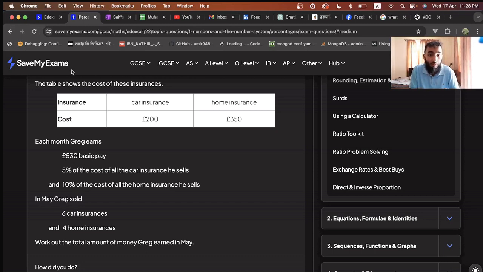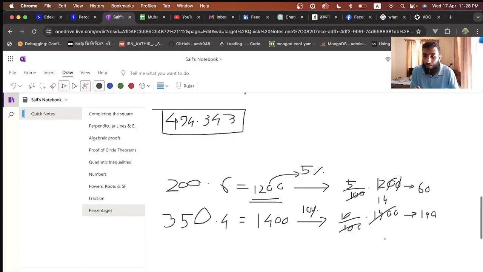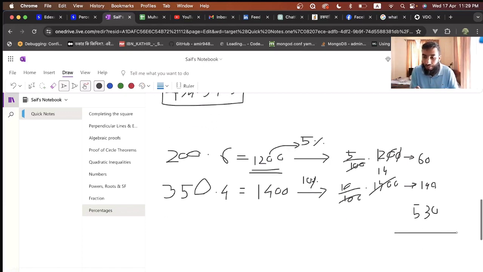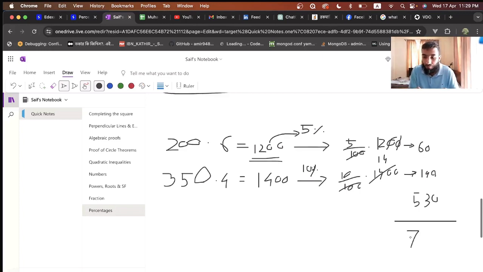And he also has a 530 basic pay. So if we add 60, 140 and 530, what do we get? 530 and 140 is 670 and 60 is 730. So he earns 730 pounds in the month of May.